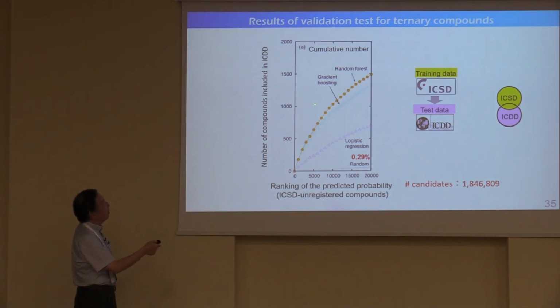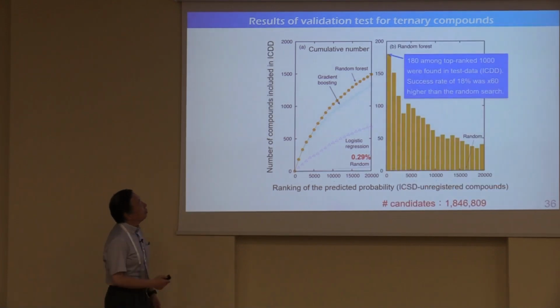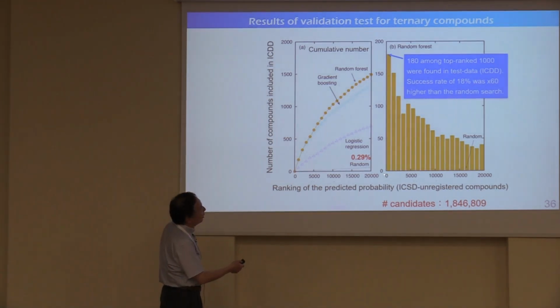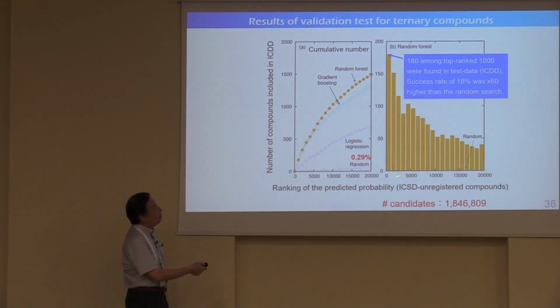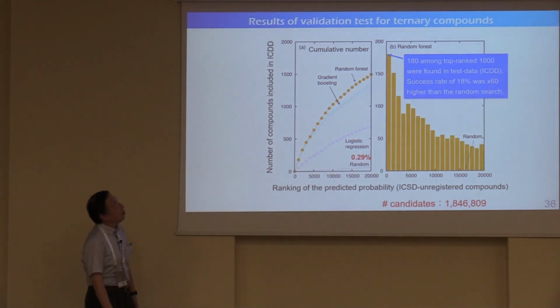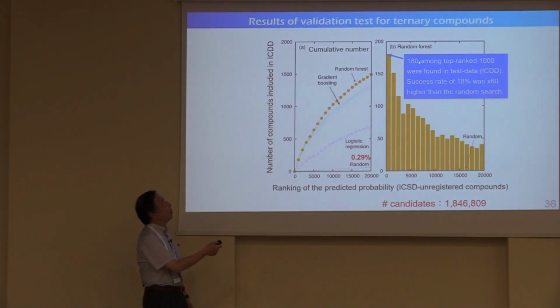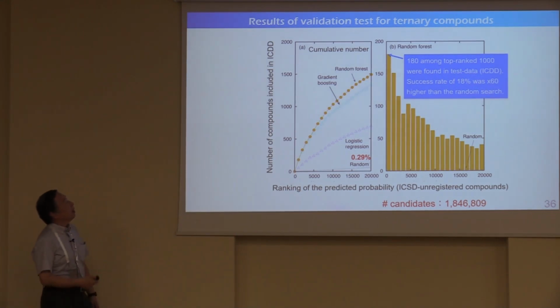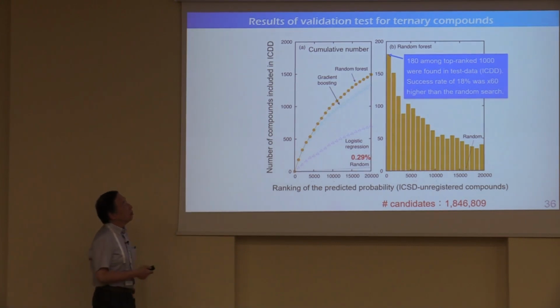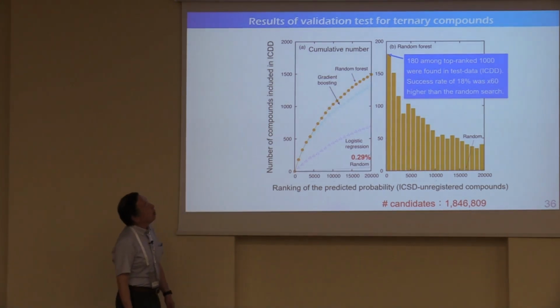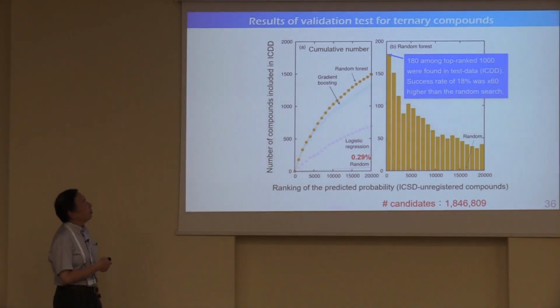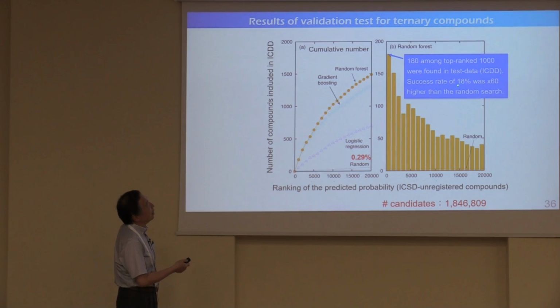So the gradient of this curve corresponds to the number of compounds we found within each bin. The first curve corresponds to the top 1,000 compounds. Among these top 1,000 chemical compositions, we found 180 as correct answers. So the success rate of finding a correct answer was 18%.